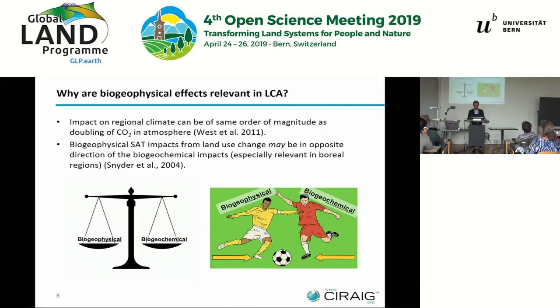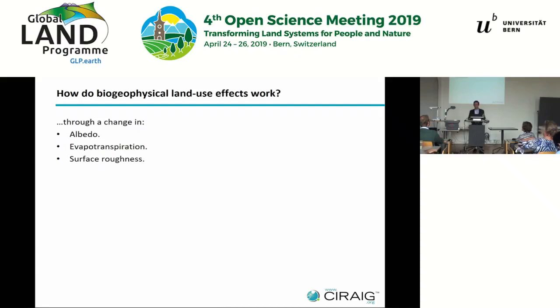And moreover, biogeophysical surface air temperature impacts from land change might act in opposite directions than the biogeochemical impacts. Let's think about the increase in surface air temperature from albedo effects from afforested boreal regions. So, biogeophysical land effects work through a change in albedo, through a change in evapotranspiration, and through a change in land surface roughness.